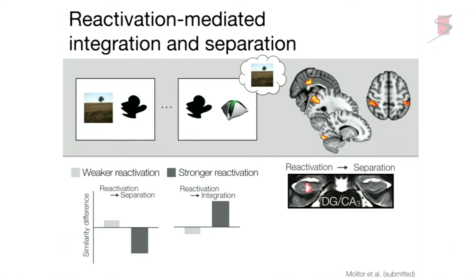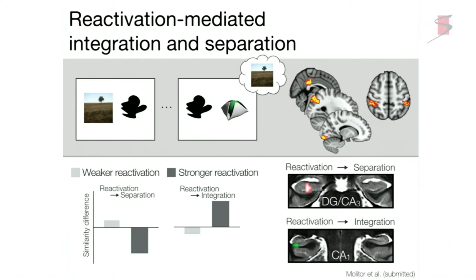Areas in the dentate gyrus and the CA3 region of the hippocampus, when you see strong reactivation of prior memories, tend to separate that content from one another after learning. In contrast, the CA1 region does the opposite. When you see strong reactivation, it actually leads to integrated representations in this study.